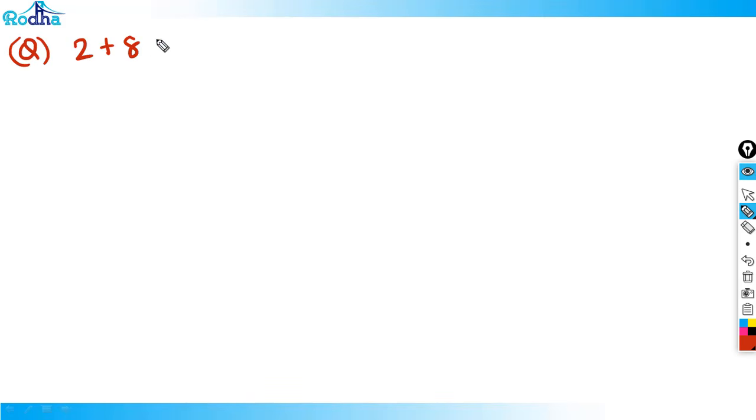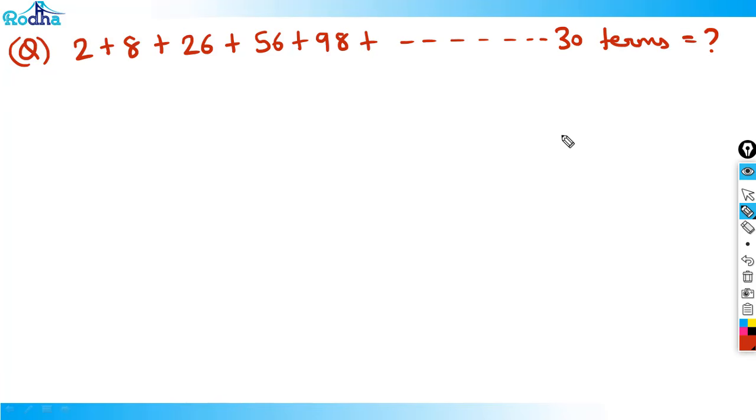Okay, see. Suppose the question is, add this actually, right? 2 plus 8, plus 26 plus 56 plus 98, it goes like this, and I have to find the sum till 30 terms of the series actually. This is the question, okay?